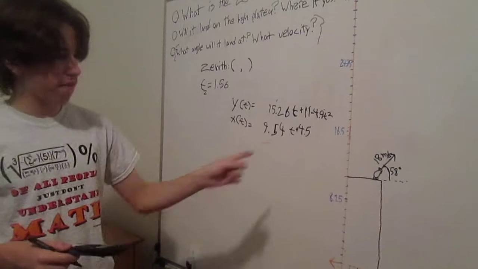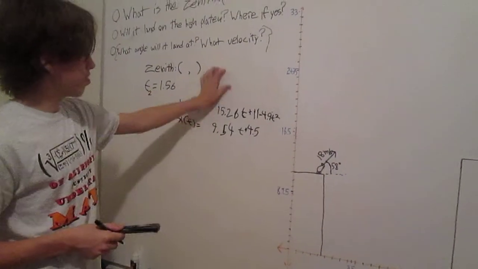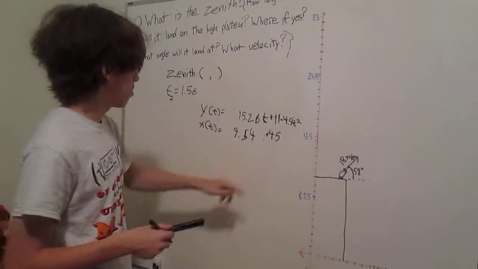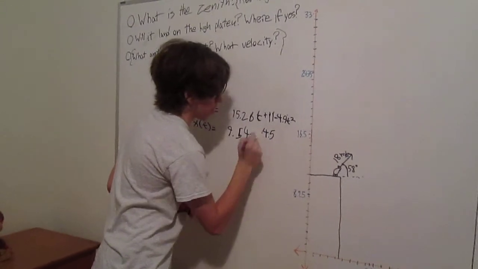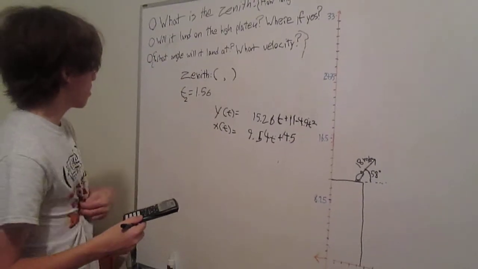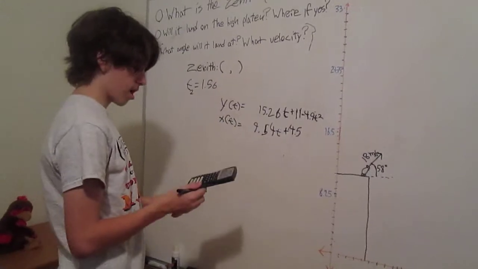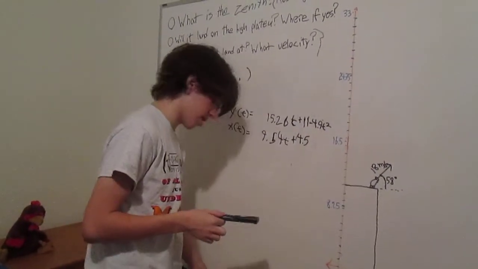Now we could just graph the coordinates and find the trajectory and answer simply, but we're going to use a little bit more complicated math than that. And our x of t is equal to 9.54t plus 4.5. Easy enough. Okay, so our zenith is at 1.56, so all we need to do is plug 1.56 in there for t, and we find our answer.